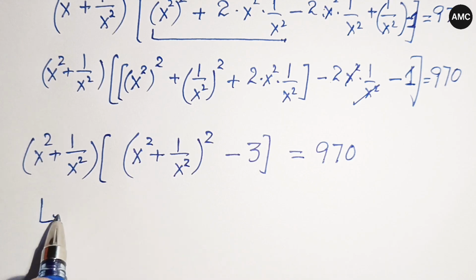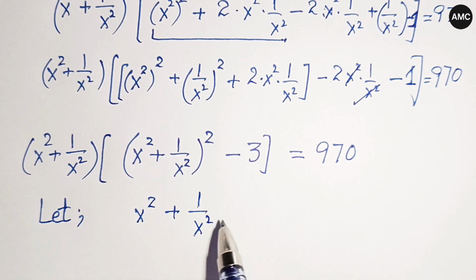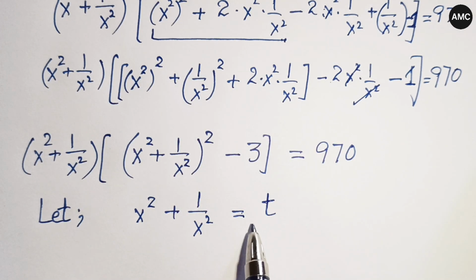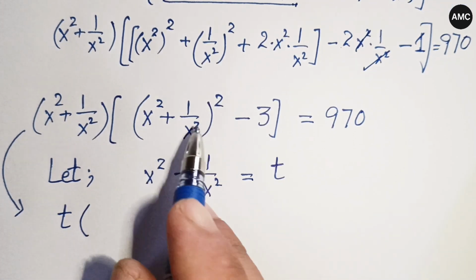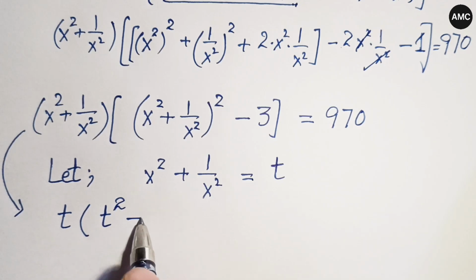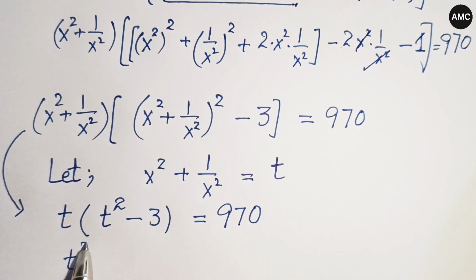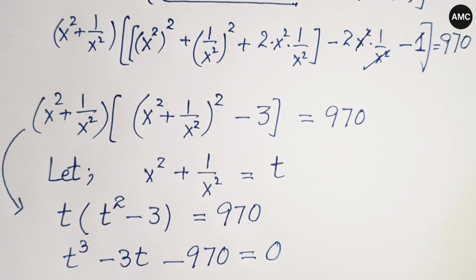Now x squared plus 1 over x squared is the same as x squared plus 1 over x squared, so we suppose that x squared plus 1 over x squared is equal to t. Now if we substitute this value, we get t times t squared minus 3 is equal to 970. Now t times t squared is t cubed minus 3t. Shifting this one, we get minus 970 equal to 0.